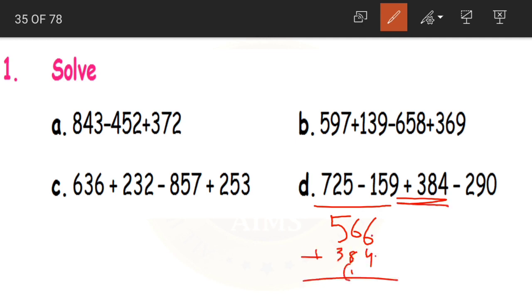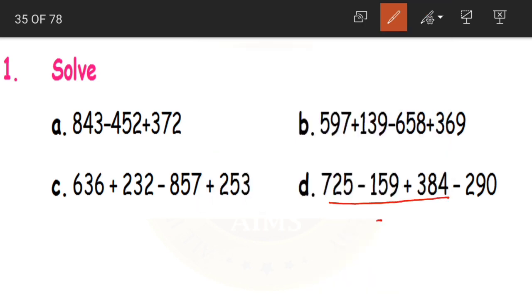Now 6 plus 4, 10, 1 carried. 6 plus 8, what is 6 plus 8? 14. 14 plus 1, 15. Again 1 carried. 5 plus 3, 8. 8 plus 1, 9. What is our final answer, children? 950. Yes, for all these three we got 950.